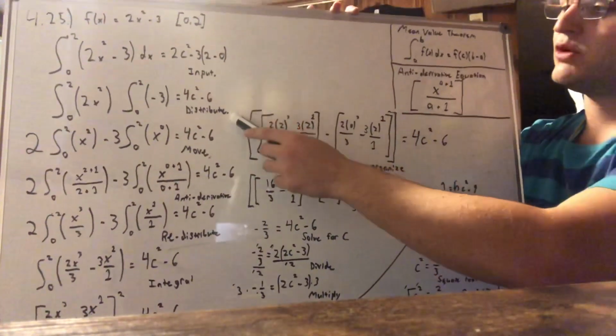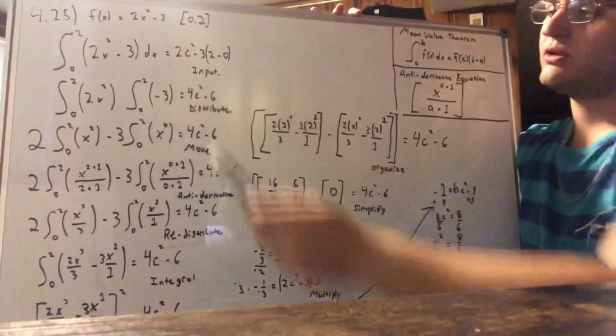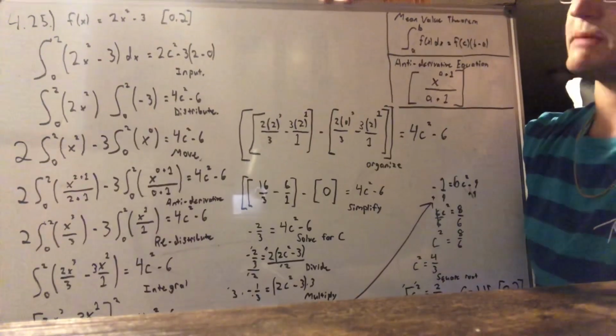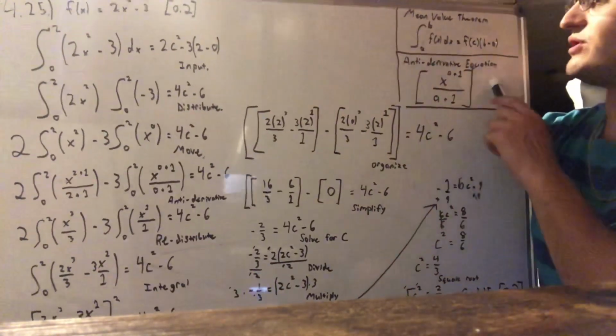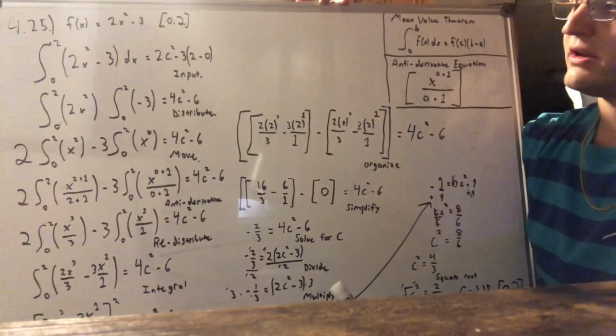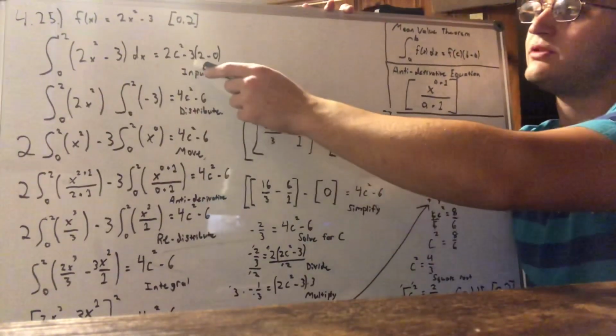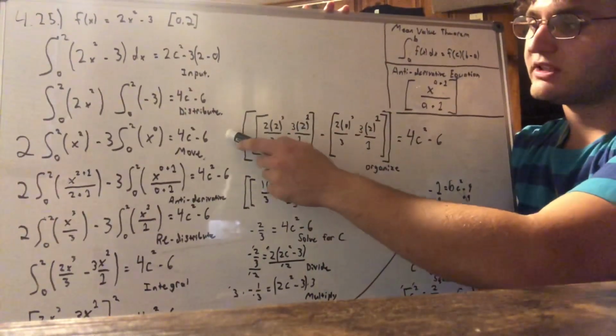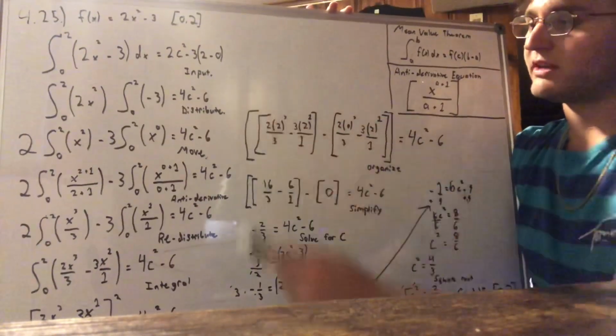And then we distribute. Since the integral applies to 2x squared minus 3, we're going to want to separate those to make it easier for us to use the antiderivative equation. Then we distribute the 2c squared minus 3 to the 2 minus 0, and we end up getting 4c squared minus 6, which I just keep bringing down.